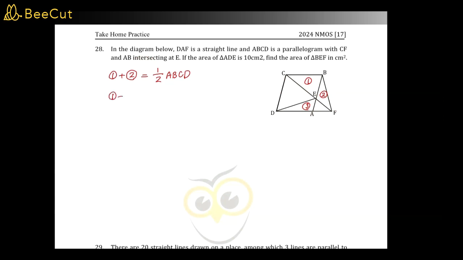Then we also know that triangle 1 plus triangle 3 equals to half of ABCD. This is because we can cut the parallelogram into 4 triangles. These two are the same, triangle 1. These two are the same, triangle 3. So you can see 1 plus 3 equals to half. So from here, we get that triangle 2, triangle 3, they are the same. This equals to 10. That's given in the question.